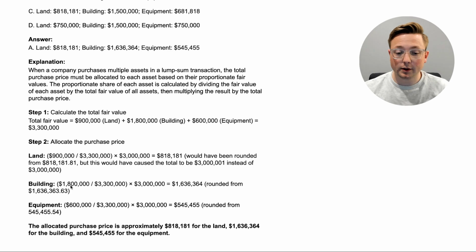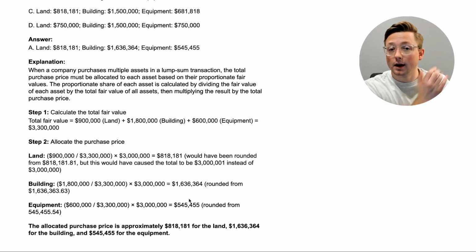The building was $1,800,000 of the $3,300,000, and you multiply that by $3 million, and that gets you $1,636,364, rounded up from that 63 cents. And then the equipment was $600,000 of the $3,300,000 fair value, and you multiply that percentage by the $3 million, and that gets you $545,455, again rounded from 54 cents. When you add all these up, you get the full purchase price of $3 million, but now you have the assets correctly apportioned to that $3 million purchase price instead of their original fair value amounts.